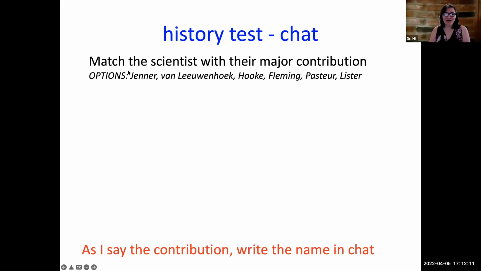So here are some scientists in the field, and I'm going to show you something they did, and you're going to tell me who it was. Who of these people is credited with being the first to name cells, to dub these things under the microscope as cells? Who was it?